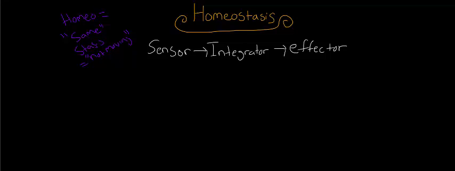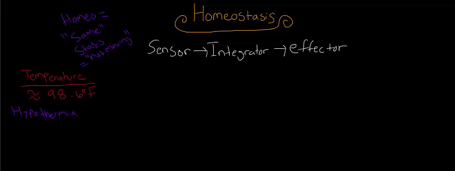Let's look at temperature. And you might ask, well, what's the norm? The normal temperature of the human body is around 98.6 degrees Fahrenheit. And there's 2 clinical significances that are associated with temperature. The first of them being hypothermia. And the second being hyperthermia.